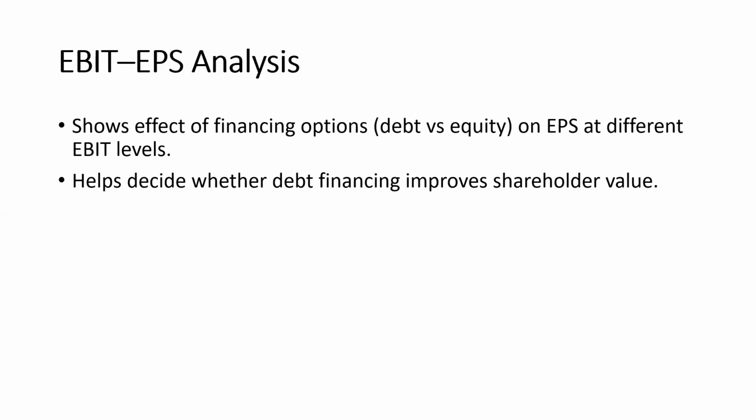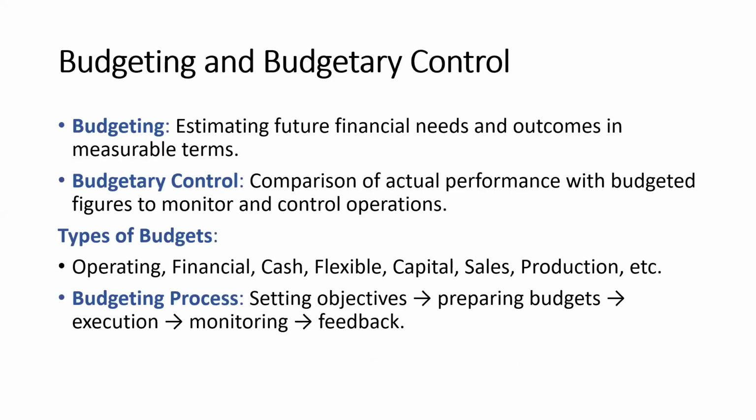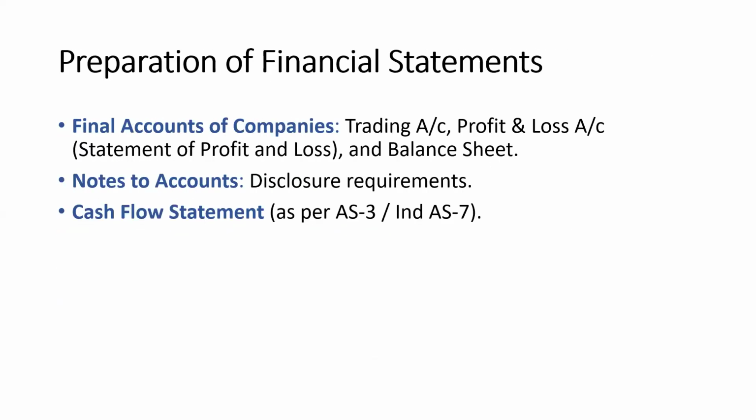Now, EBIT and EPS analysis. It shows the effect of financing options, debt versus equity, on EPS at different EBIT levels. It helps decide whether debt financing improves shareholder value or not. Then financial break-even point and indifference level. So what is the financial break-even point? It is the level of EBIT at which EPS is equal to 0, or which just covers fixed financing charges like interest and preference dividend.